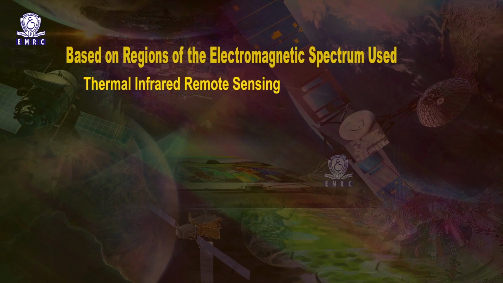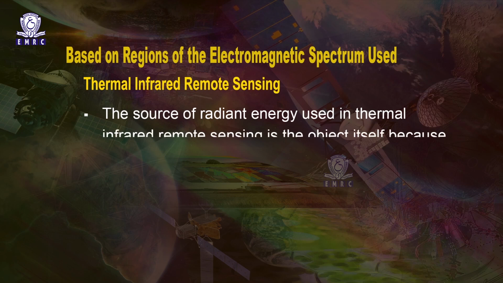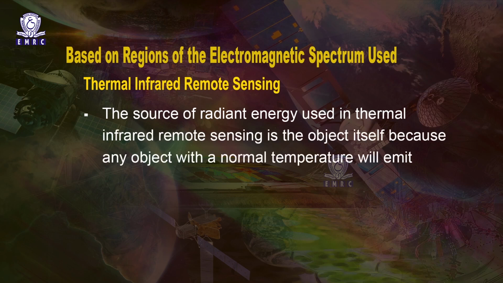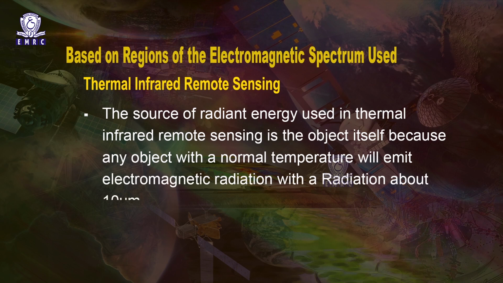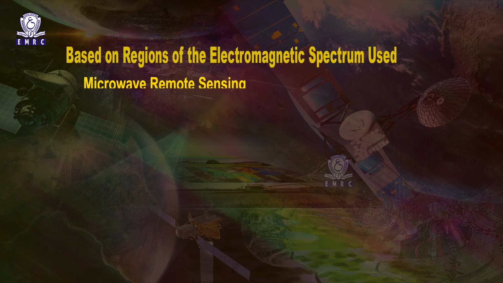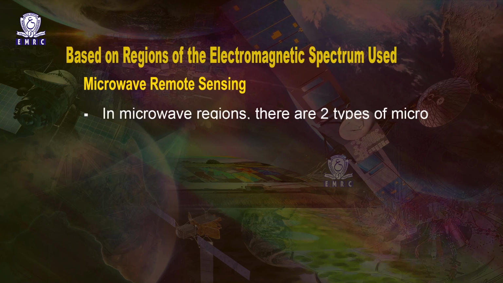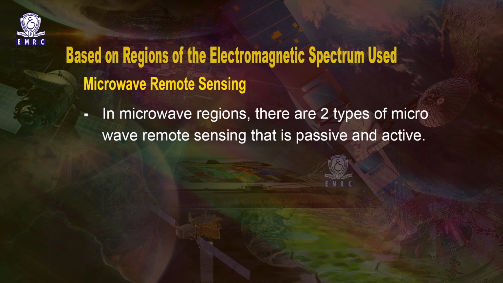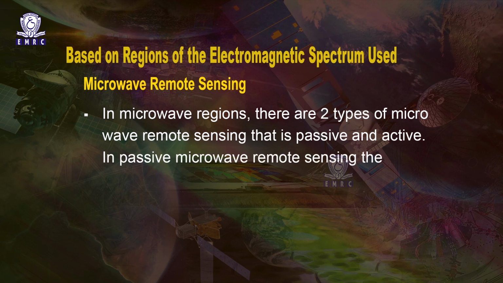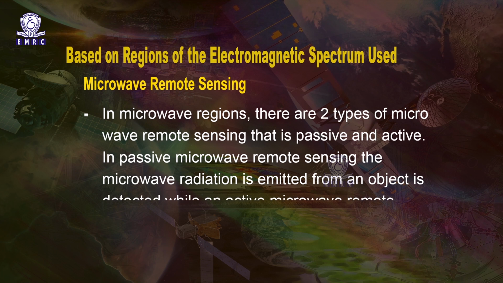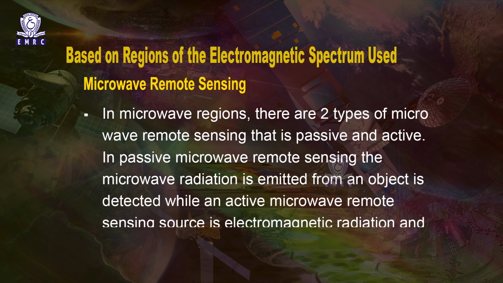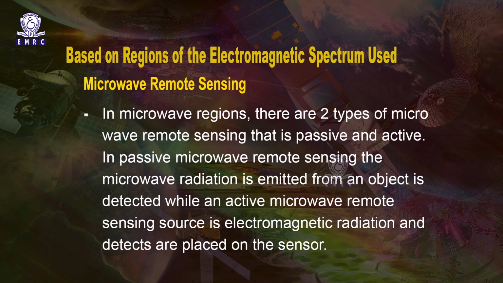Thermal infrared remote sensing. The source of the radiant energy used in thermal infrared remote sensing is the object itself, because any object with a normal temperature will emit electromagnetic radiation with a peak at about 10 μm. Microwave remote sensing. In microwave regions, there are two types of microwave remote sensing, passive and active. In passive microwave remote sensing, the microwave radiation emitted from an object is detected, while in active microwave remote sensing the source is electromagnetic radiation and detectors are placed on the sensors.